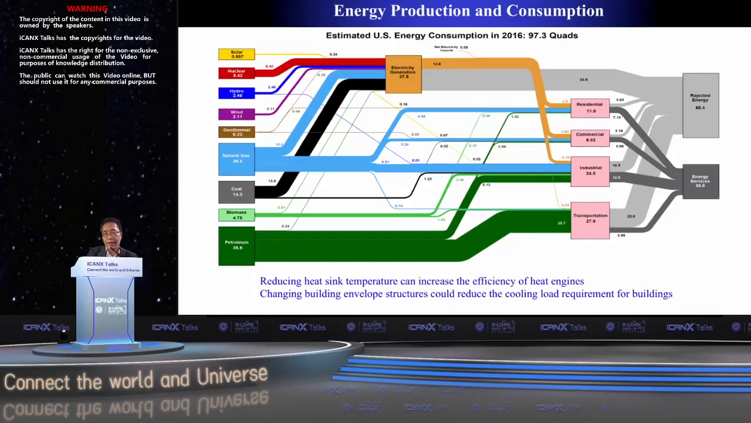Now, if I open up my mind, I say, what if I can dump the heat not on Earth? I dump the heat to a space that is much lower temperature. You can immediately increase the power efficiency of heat engines. So how are we going to do it? That's one question, right? But I give you a very easy, ideal question.